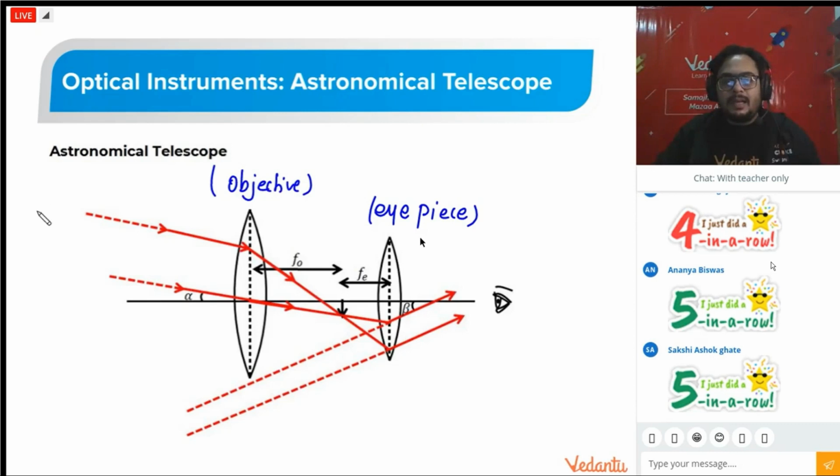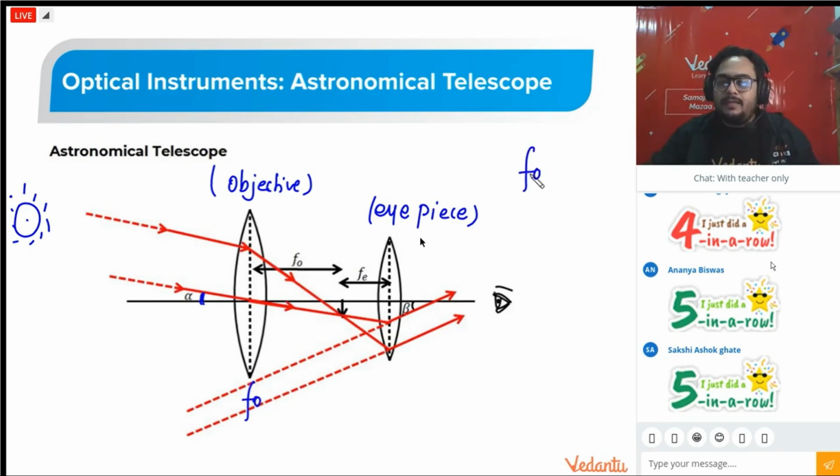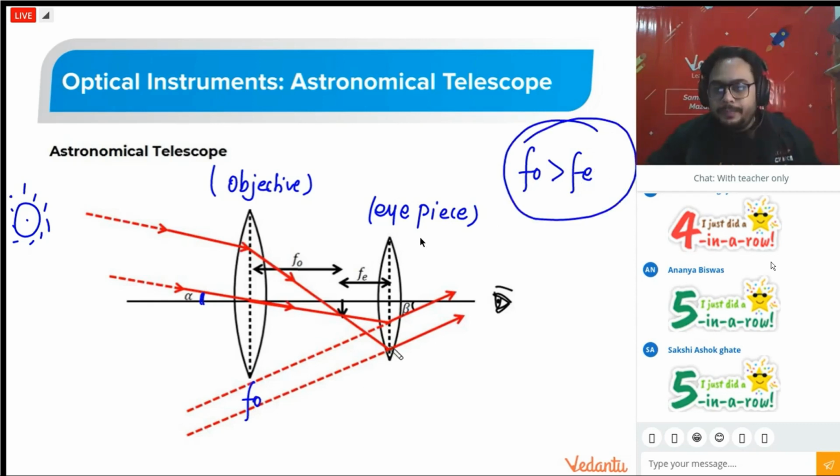And your Chand Sitara are very, very far away. The stars are very, very far away. Or planets, whatever you are looking at, it is very, very far. So rays basically come, are incident at an angle alpha on the objective, which will make its image obviously on the focus, because rays are coming from infinity. When rays are coming from infinity, they pass through a convex lens. It will make the image on focus. So FO, focal length of objective. In this case, FO is greater than FE, opposite to that of compound microscope.